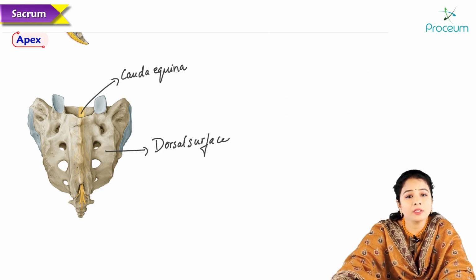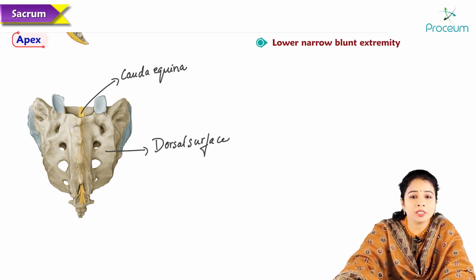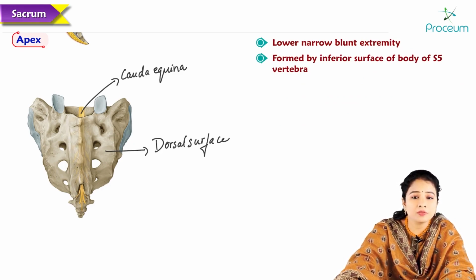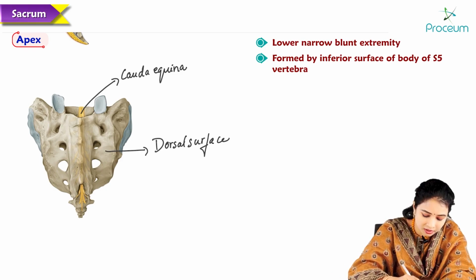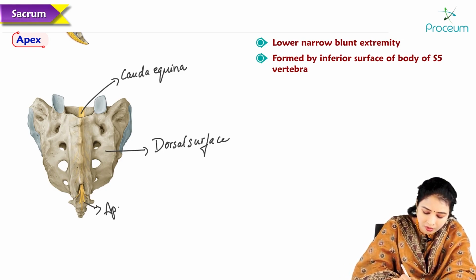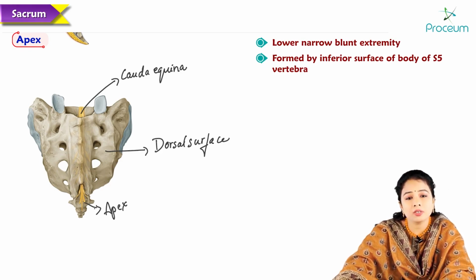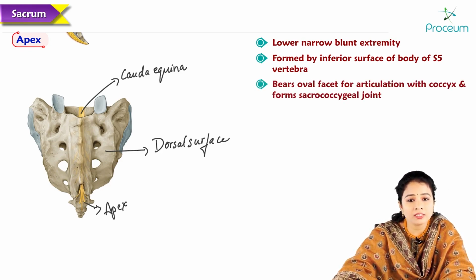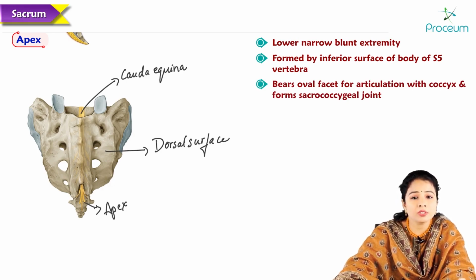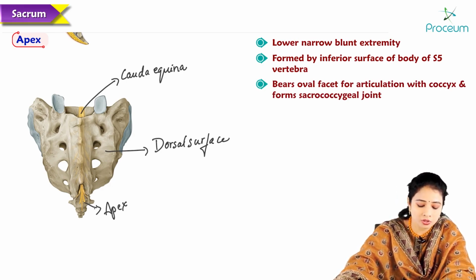The apex of the sacrum is a lower narrow blunt extremity formed by the inferior surface of the body of the fifth sacral vertebra. So the inferior surface of the fifth sacral vertebra forms the apex of the sacrum, and this fifth sacral vertebra bears an oval facet for articulation with the coccyx to form the sacrococcygeal joint.